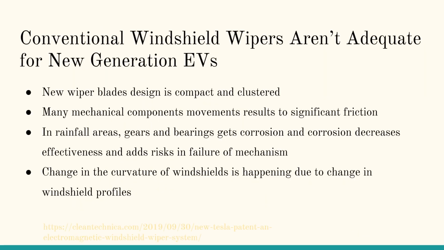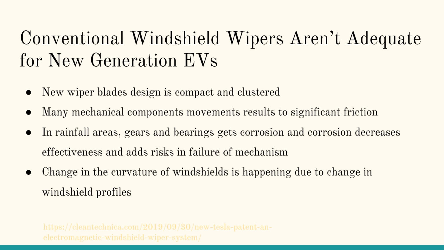So why are conventional windshield wipers not adequate for next-generation EVs? Multiple wiper blade designs use clustering and do not sufficiently clear the glass. And due to the presence of many mechanical components in the wiper system, such as gears and bearings, to slide the wiper blades, the resulting sliding motion is not frictionless. That is, it involves a significant amount of friction, which in turn means decreased EV range.